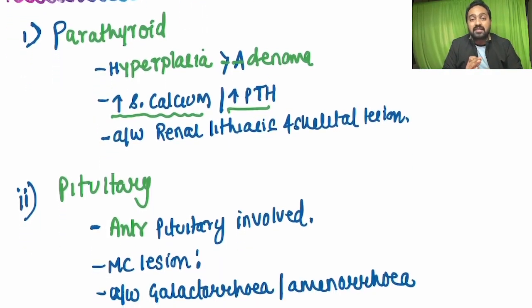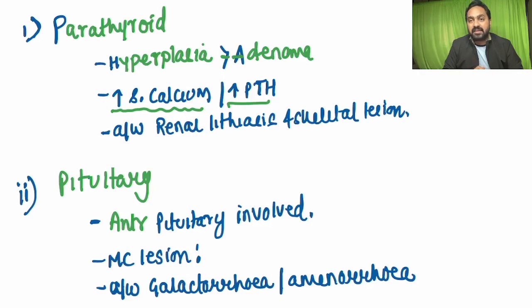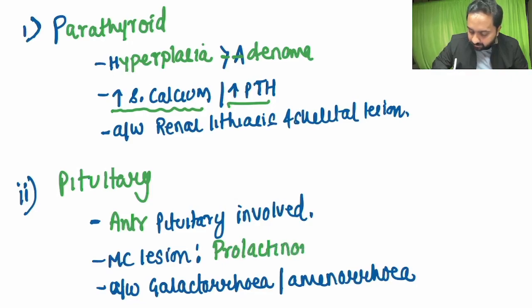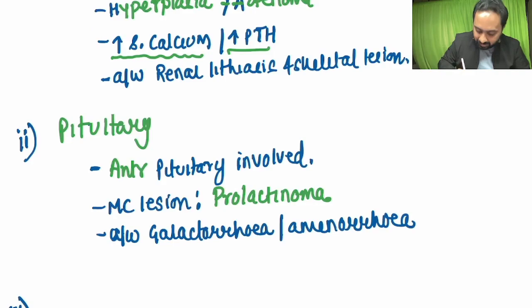Now what is the most common lesion that is found? So the most common lesion that is found is prolactinoma, and they may be associated with galactorrhea and amenorrhea. Now, so we have done with the 2 P's, which are the parathyroid and the pituitary, and the third P that we need to remember is the pancreas.